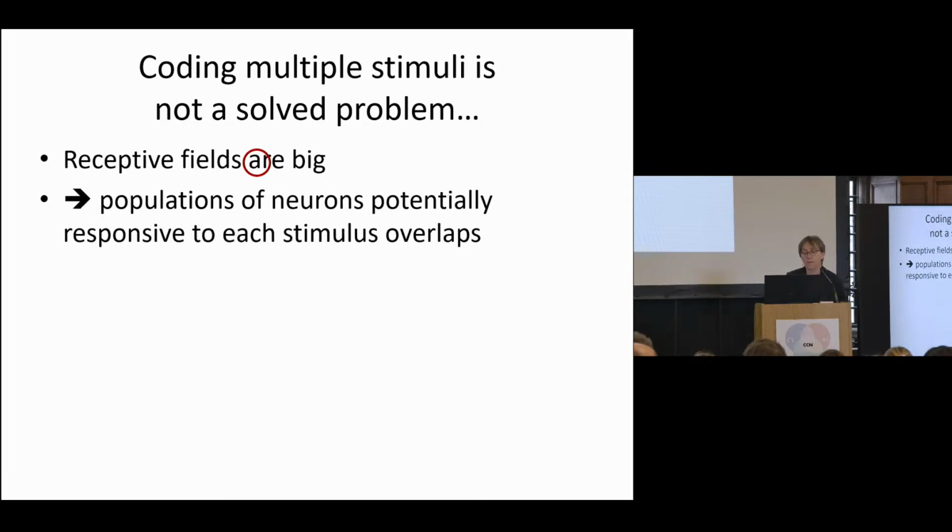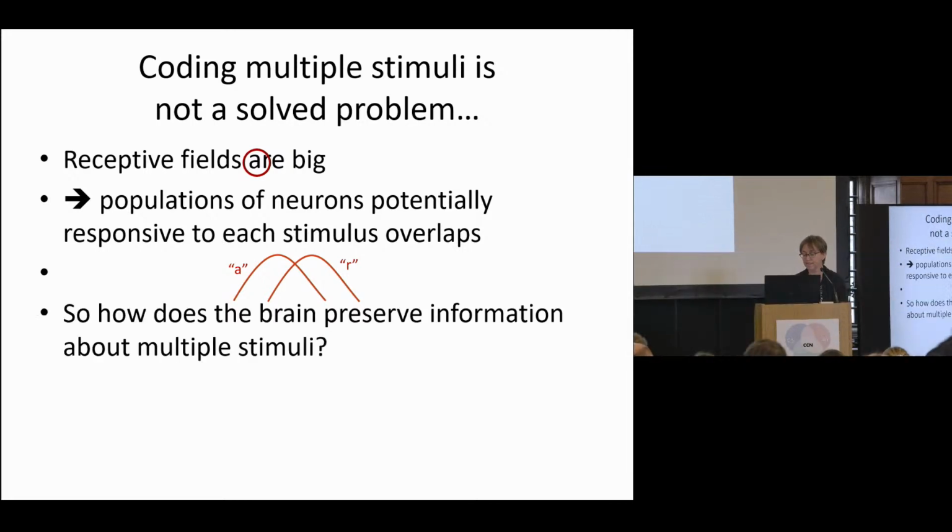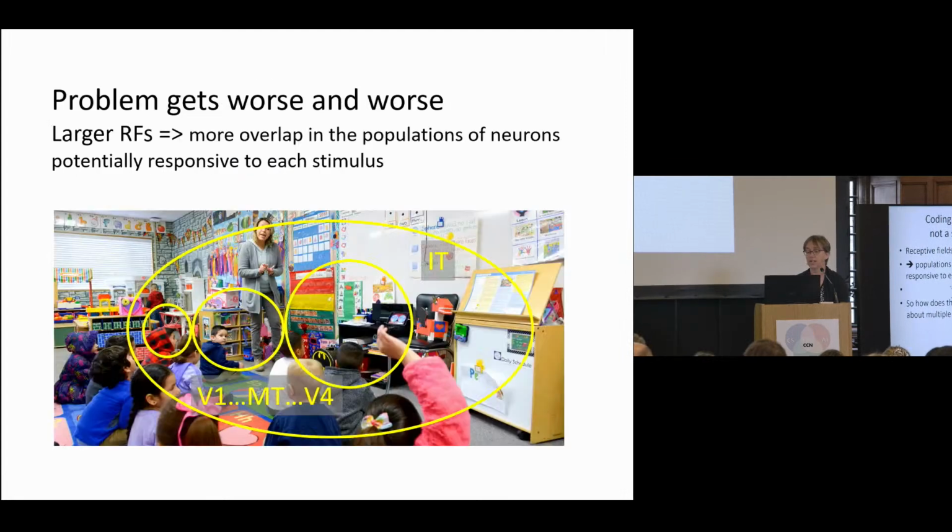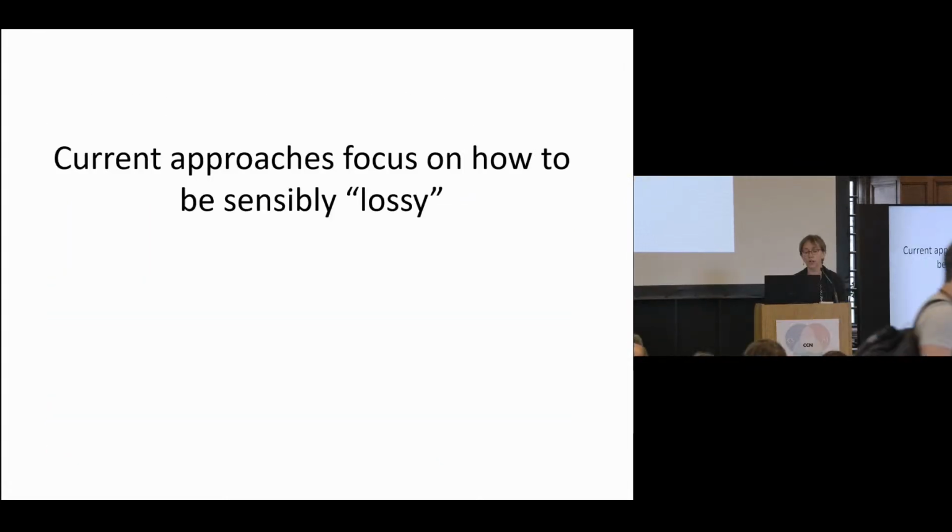The problem is basically that populations of neurons that are potentially responsive to each stimulus can overlap. So the letter A here might evoke a response in a distribution of neurons, and the letter R adjacent to it would evoke activity in a slightly different population of neurons, but that overlap poses a problem. So how does the brain preserve information about multiple stimuli? And this problem gets worse and worse as you progress along the visual pathway and receptive fields get larger and larger.